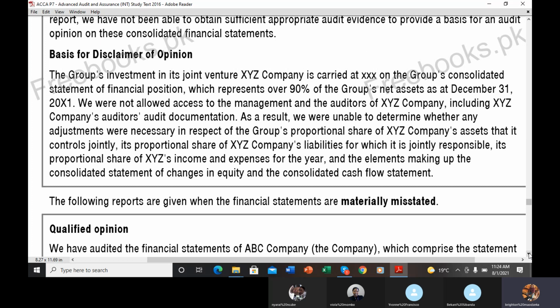The group's investment in its joint venture XYZ company is carried at XXX on the group's consolidated statement of financial position, which represents over 90% of the group's net assets as at December 31, 2021. We were not allowed access to the management and the auditors of XYZ company, including XYZ company's auditors' audit documentation. As a result, we were unable to determine whether any adjustments were necessary in respect of the group's proportional share of XYZ company's assets that it controls jointly, its proportional share of XYZ company's liabilities for which it is jointly responsible, its proportional share of XYZ's income and expenses for the year, and the elements making up the consolidated statement of changes in equity and the consolidated cash flow statements. You see, now you have to give the reason.